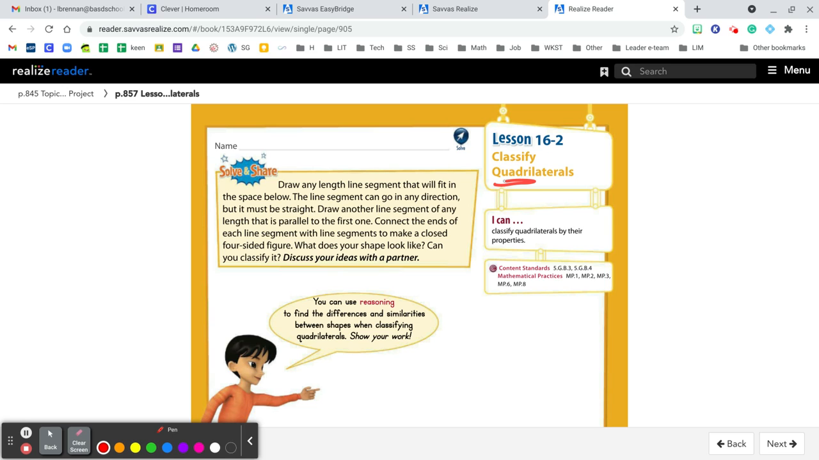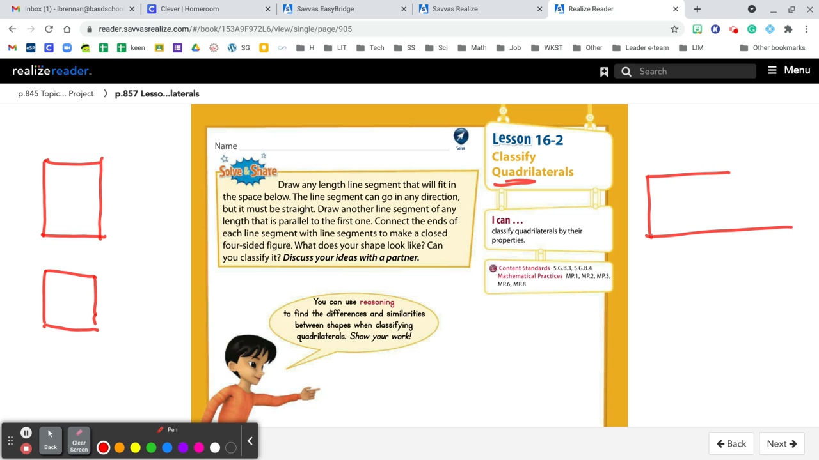What does your shape look like? Can you classify it? Discuss your ideas. So we're going to draw a line segment and another line segment parallel, and we're going to connect them. I can draw a line segment, another line segment, and connect them, in lots of different ways. I've got lots of different four-sided shapes here.